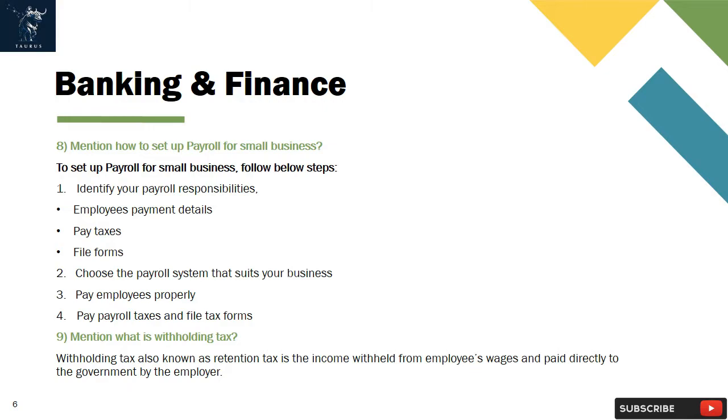8. Mention how to set up payroll for a small business. To set up payroll for a small business, follow the steps below. 1. Identify your payroll responsibilities: employees' payment details, pay taxes, file forms. 2. Choose the payroll system that suits your business. 3. Pay employees properly, pay payroll taxes and file tax forms.